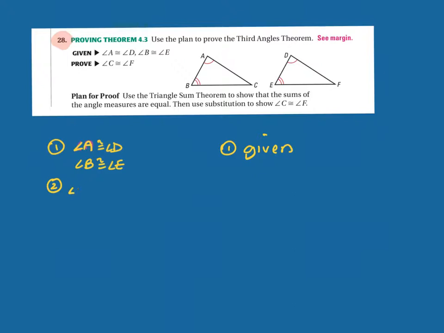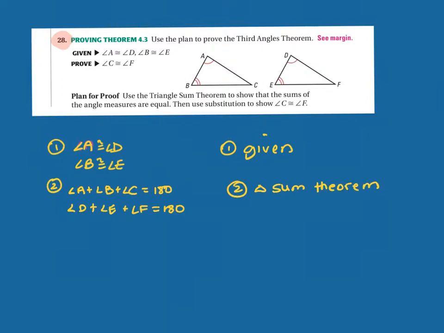Yeah, triangle sum. So A, B, we don't know about that yet, equals 180. D, E, F equals 180. And that's triangle sum theorem. Good. They both equal 180, which means they equal each other. Yep. That's substitution.